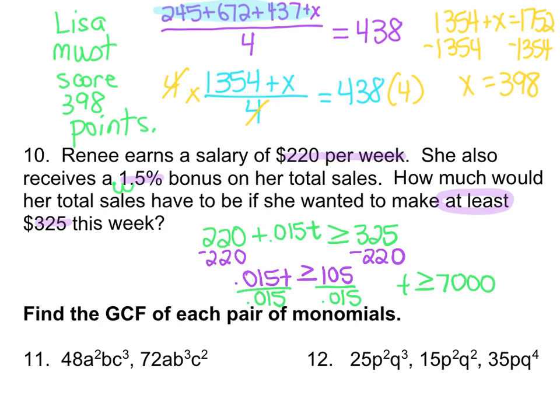So now let's put that into words. And I would say Renee must sell at least $7,000 worth. And I want to use that word in there. You don't want to say she must sell 7,000 because she must sell at least. She wants to make that amount or more.